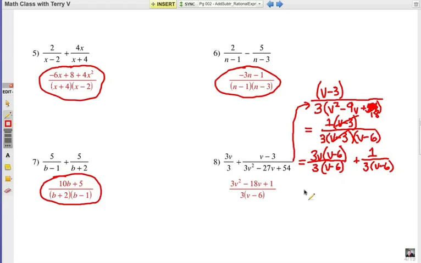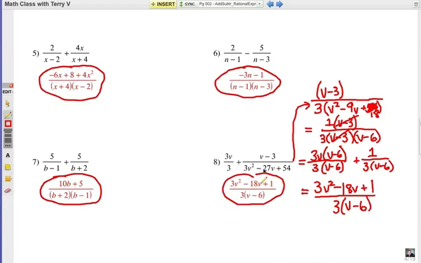So it's a much simpler problem now. All right, let's multiply this out. That would be 3v squared minus 18v plus 1. Notice how I don't have to multiply anything here in the second fraction. And that's all going to be over my common denominator of 3 times v minus 6. All right, there's my final answer. And it just took some simplification before the process.